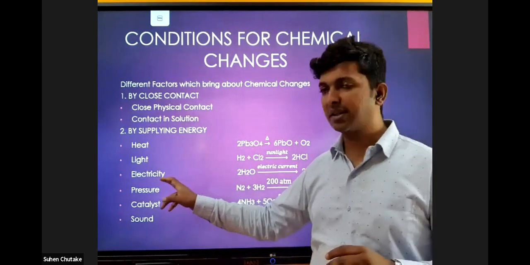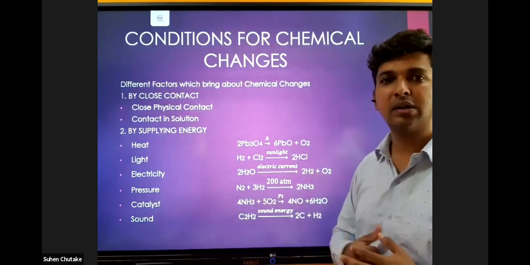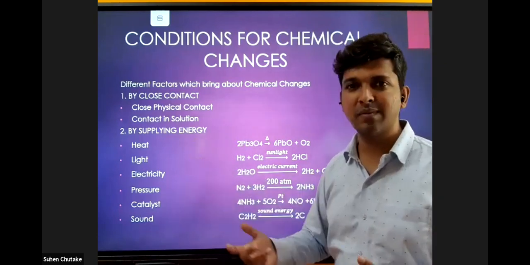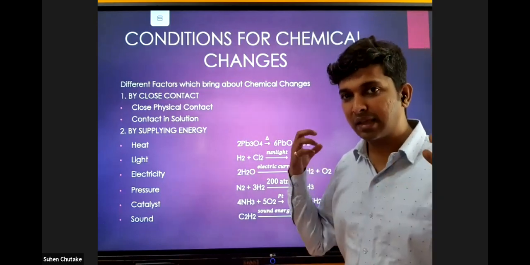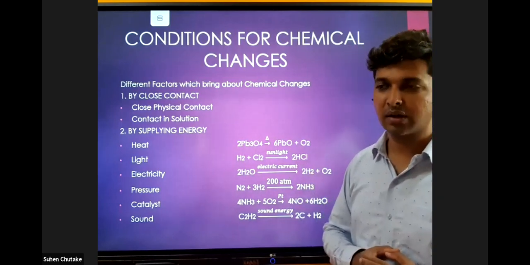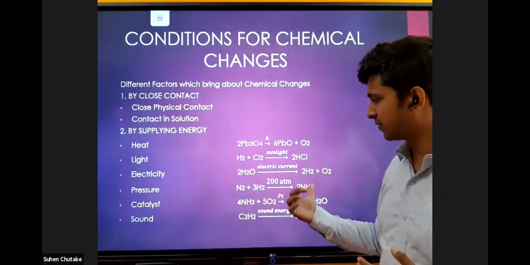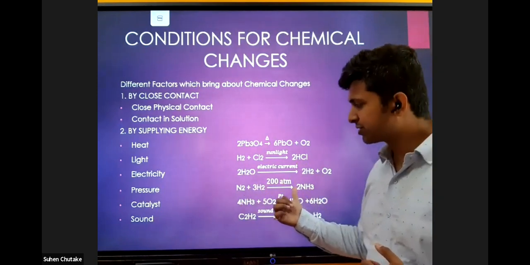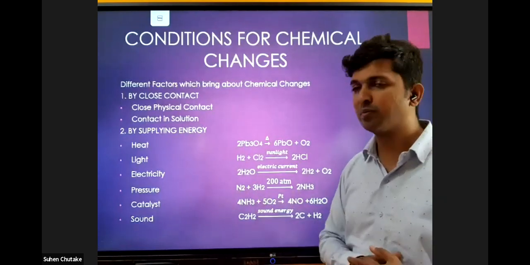Then electricity, for some reactions we do require electricity in order to carry out the chemical reaction. So we are supplying energy, maybe in the form of heat, light, or electricity. For what? So that the molecules, remember, should be in close contact and colliding with each other. Then only we are going to get the product. Then pressure, like in N2 plus 3H2 giving 2NH3, we need to apply a lot of pressure. Then only the reaction will move in the forward direction. Otherwise, 2NH3 will decompose to form N2 plus 3H2.